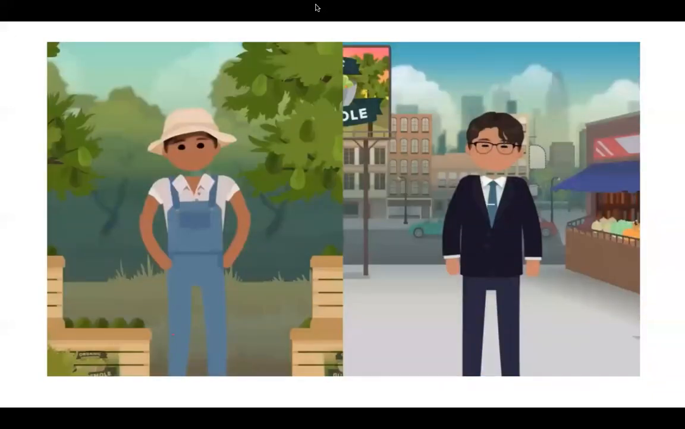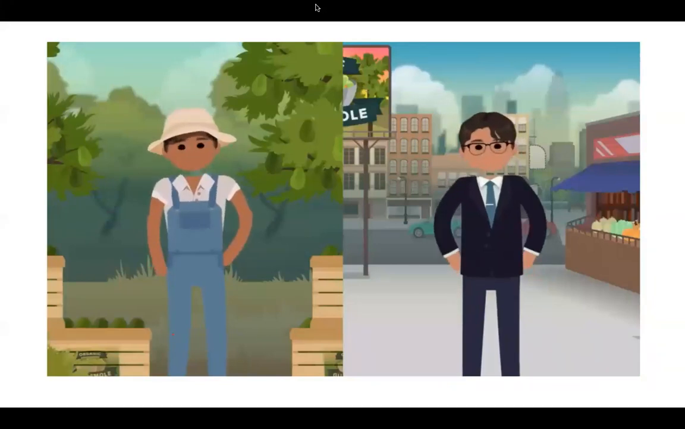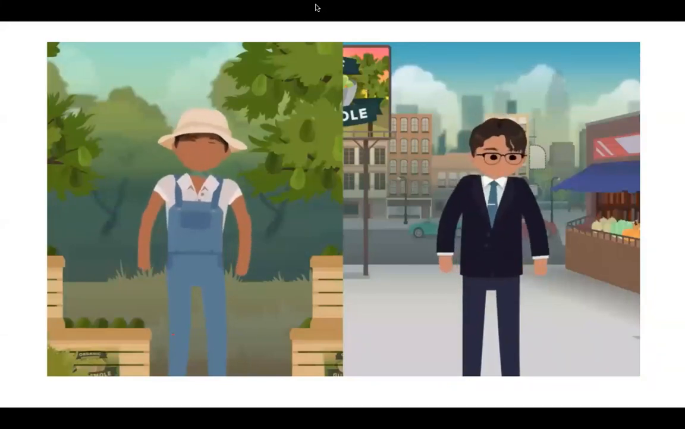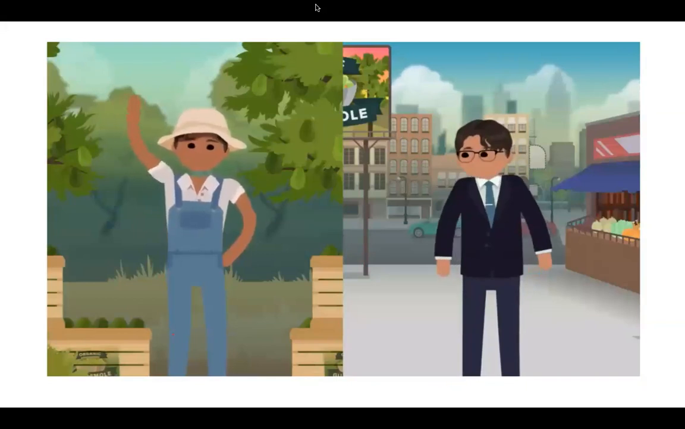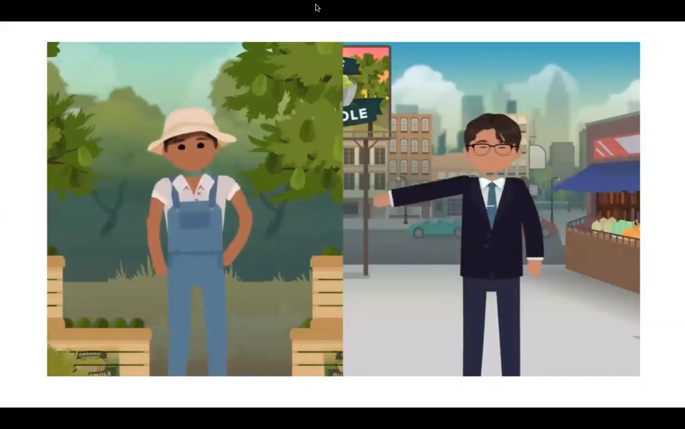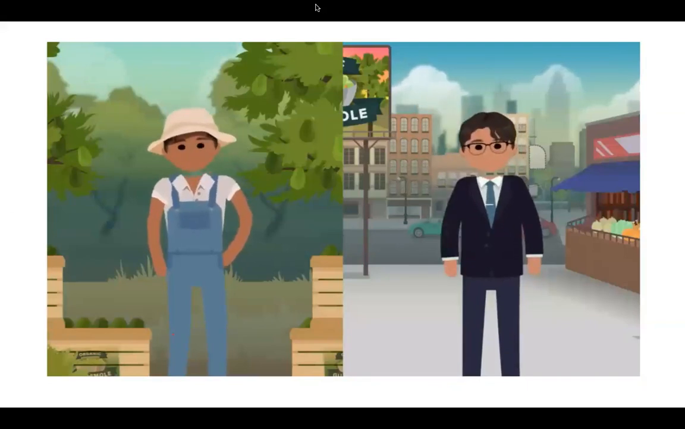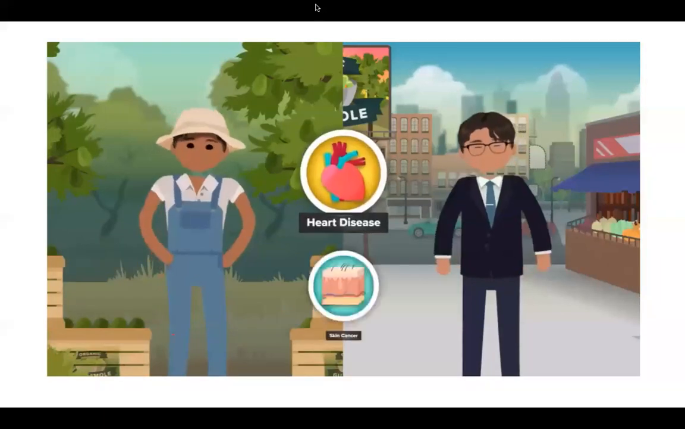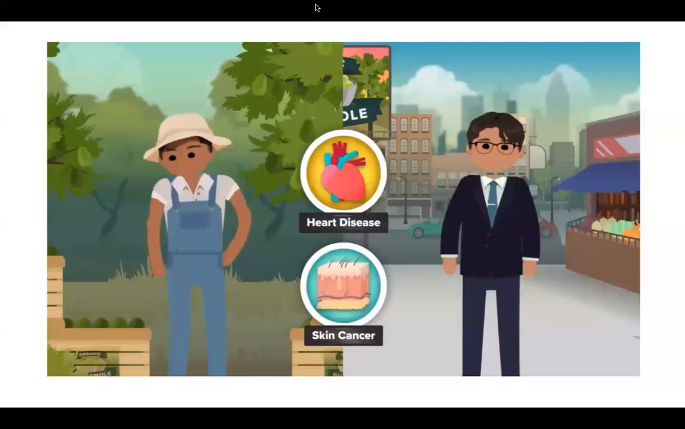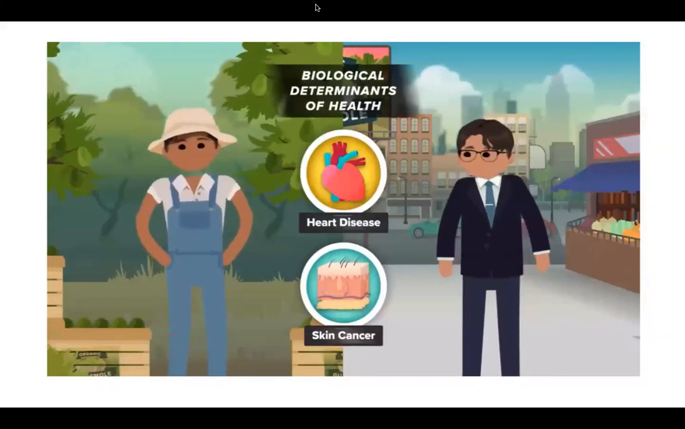Let's say there are two identical twin brothers, Gus and Jack, who want to set out and open an organic guacamole business together. The brothers decide to split the business operations into two parts. Gus is in charge of growing avocados in an orchard out in the countryside, while Jack heads to the big city to handle the business negotiations. Now, Jack and Gus are both healthy, but they do have a family history of heart disease and skin cancer. So in this case, this shared family history is one of Jack and Gus's biological determinants of health.